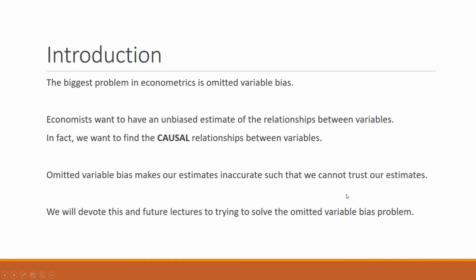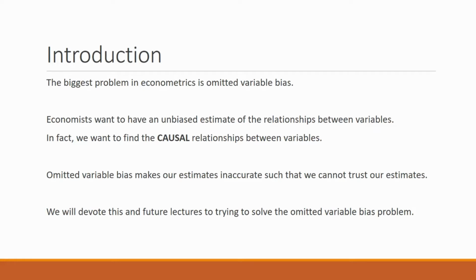All right, so one of the biggest problems in econometrics is the omitted variable bias problem. As economists, when we study data, we want to be able to observe unbiased relationships. We want to get an unbiased estimate of the true relationship between variables. And even more importantly, we often want to determine the causal relationship between variables. We want to know what effect X causes on Y. We want to know the causal impact of variables.